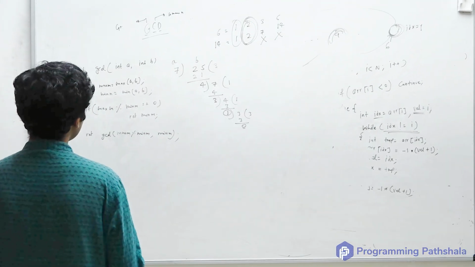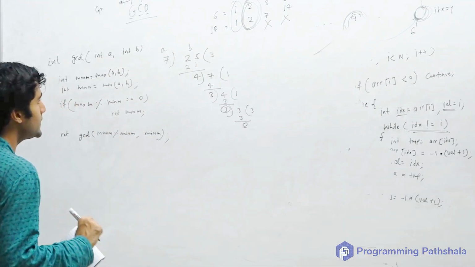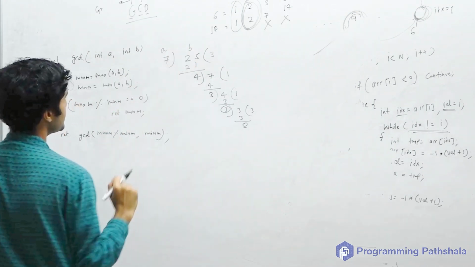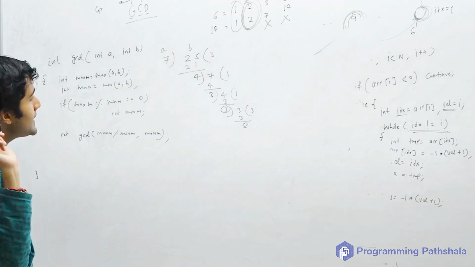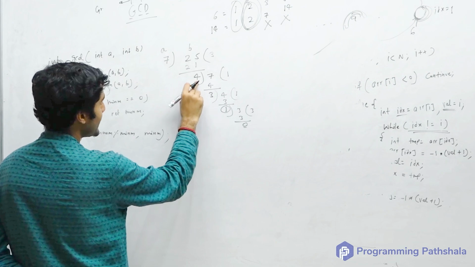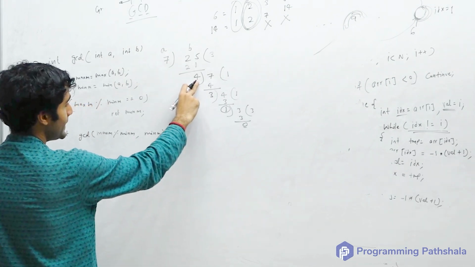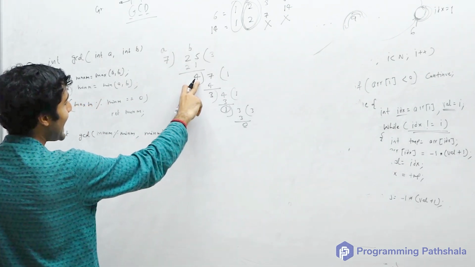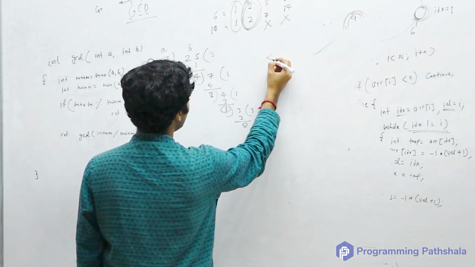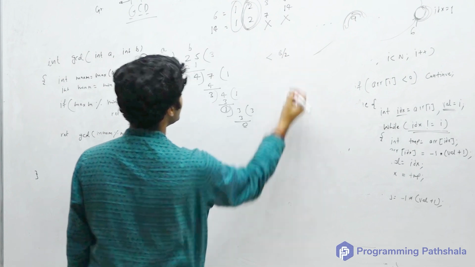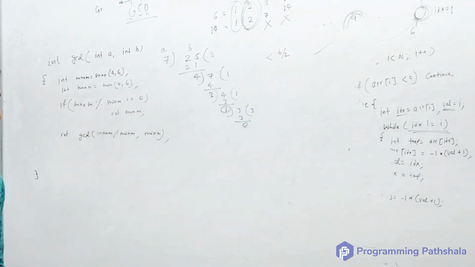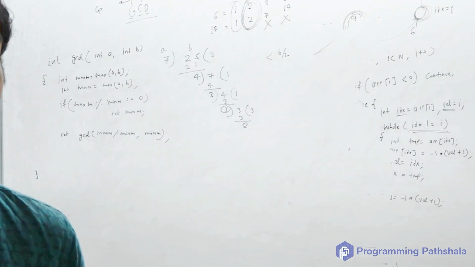If you take a look over here, there is a very interesting thing to understand. Let's say this is A and this is B. I am going to ask you a simple question: can I say that whatever remainder I am going to get over here will definitely always be smaller than b by 2? Can I make this statement or not?